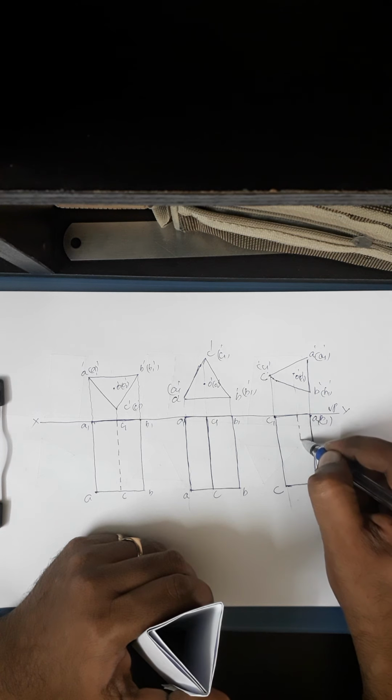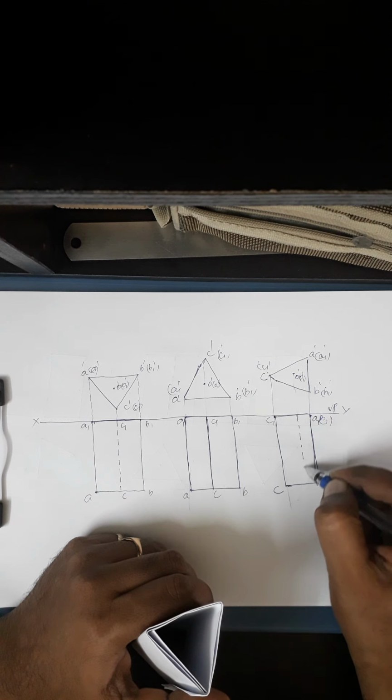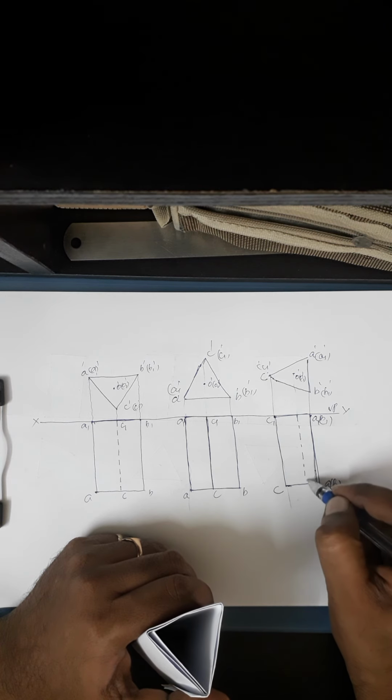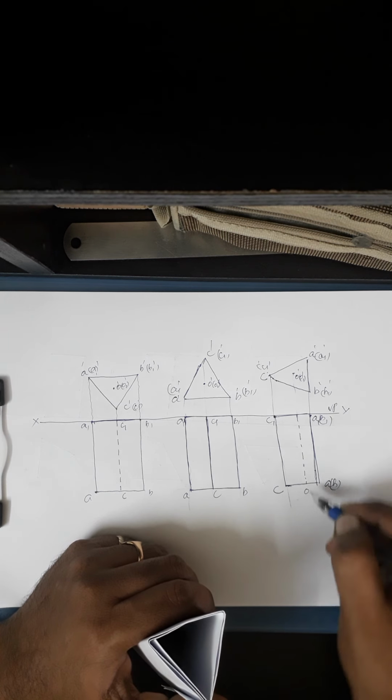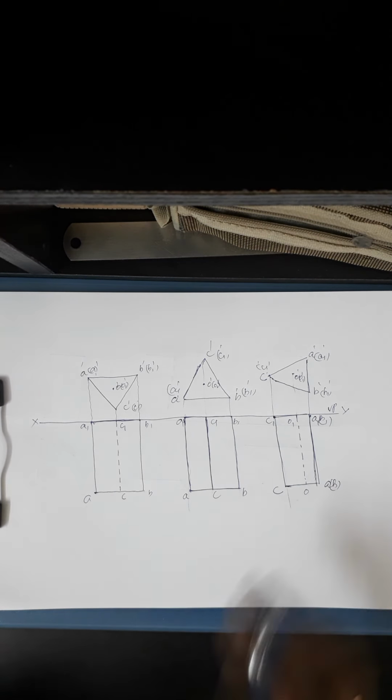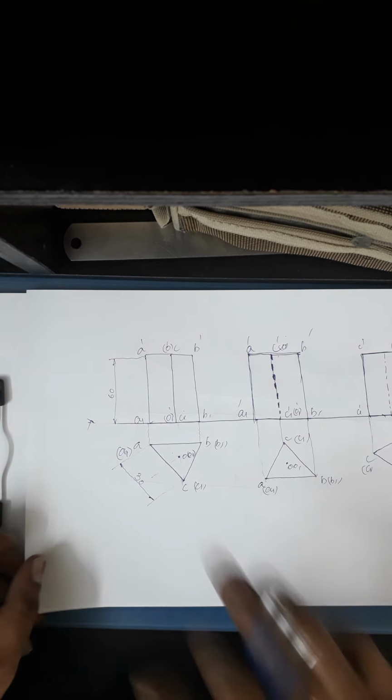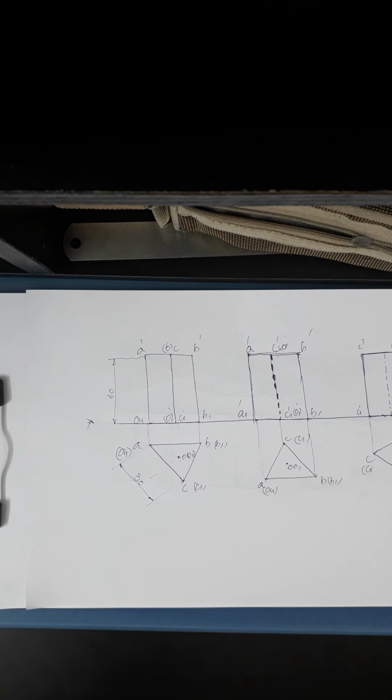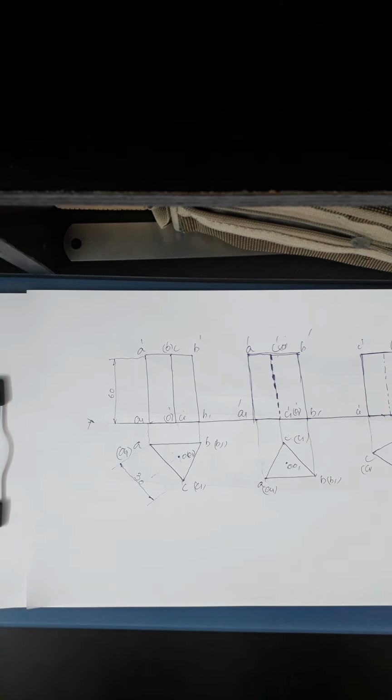I will represent the axis using this chain line, and this chain line should be of medium thickness. Using an H pencil you can draw that O1. So now you can differentiate. This is a prism resting on its base on HP. That's why there's a true shape of the polygon on HP.